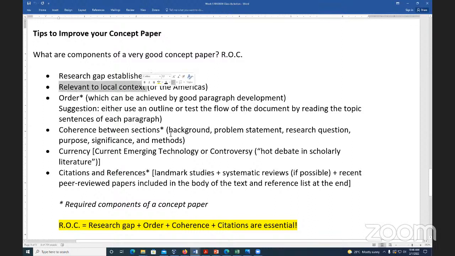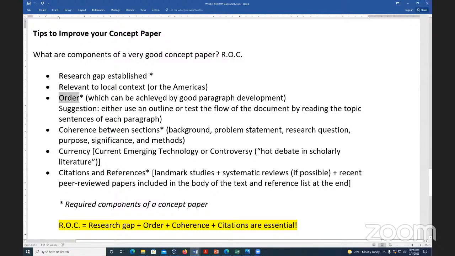It would be good if the topic of a concept paper is relevant to us in Jamaica or in the Americas. The faculty goal is that it should be 50% of student projects. So this is not a requirement, but it's a preference. Being organized is a must. It's not going to be very good if that's not the case.